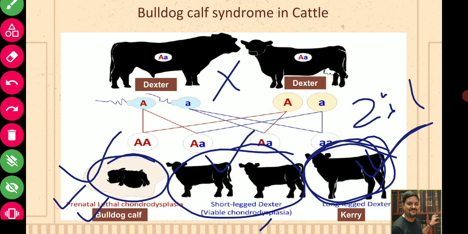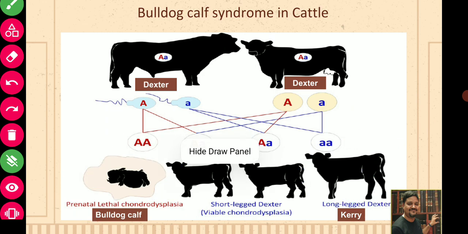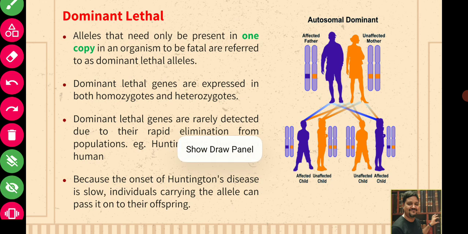Then the next one is the dominant lethal. So what will happen in dominant lethal? Here, in the case of semi-dominant or intermediate lethal, we have seen that only when the dominant alleles are in the homozygous condition was there death of the animal. But in the case of dominant lethal, even a single copy of the dominant allele will cause death of the animal.